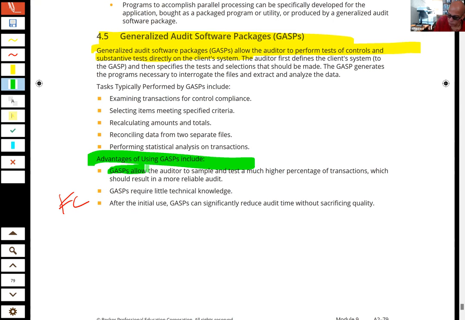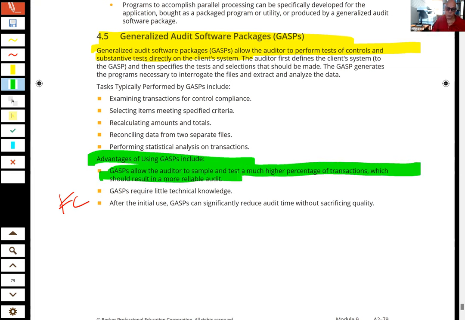These generalized audit software packages allow the auditor to test a much higher percentage of transactions, which gives much more reliable audit results. The bigger the sample, the more reliable. And some of these packages are powerful enough to do 100% testing, and then you're not even using a sample.